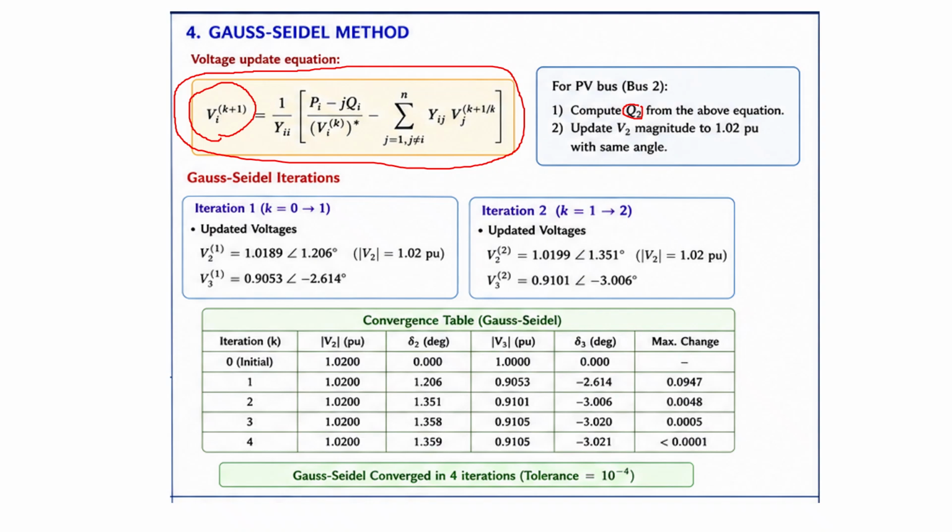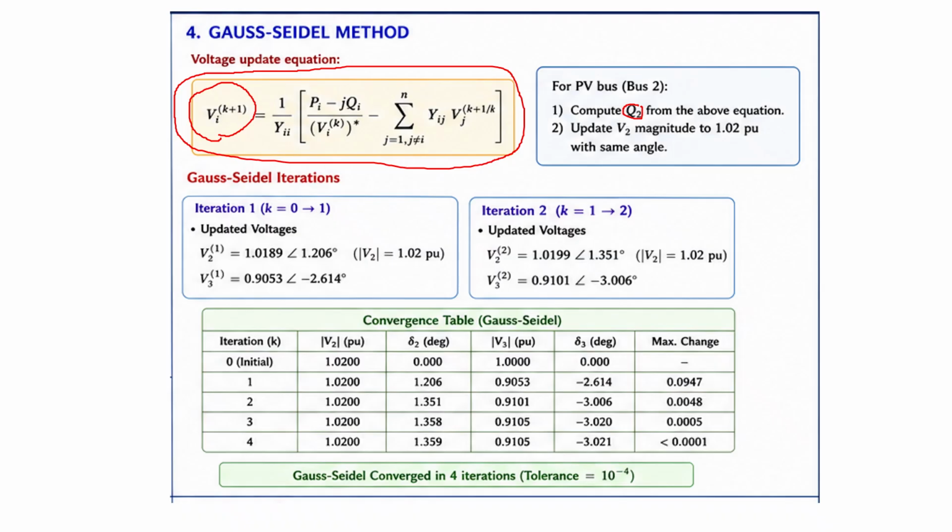Again, we can compute the reactive power at bus 2 after we compute the voltage for the third bus. Update the V2 magnitude to this, because with the same angle, there is no need to calculate. So we will proceed in this way for Gauss-Seidel to obtain the solution. For example, initially the voltage is given like this. So maybe the third voltage after the first iteration is calculated like this.